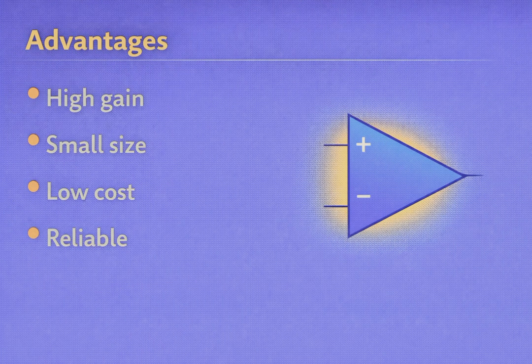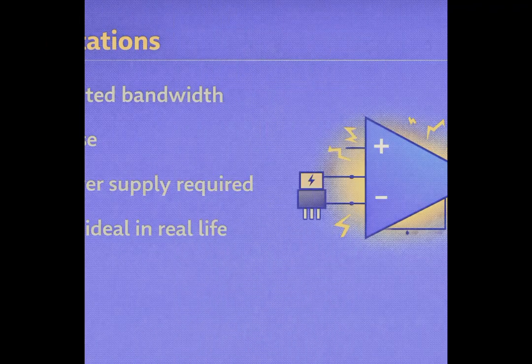Advantages. Now let us discuss the advantages of op-amps. High gain, small size, low cost, reliable operation. Because of these advantages, op-amps are widely used in electronic systems.